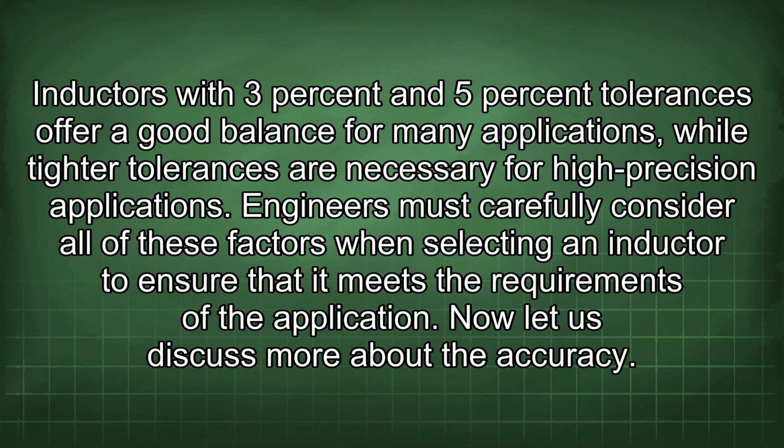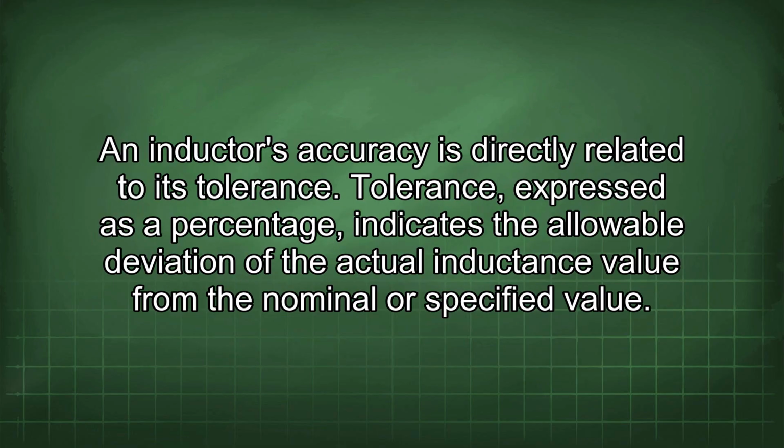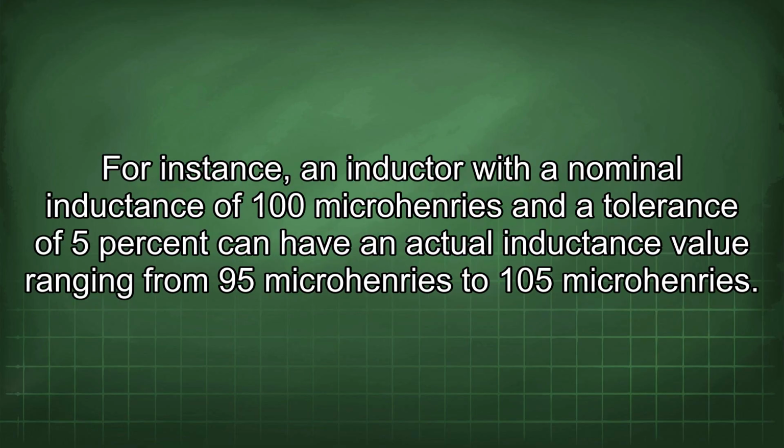Now let us discuss more about the accuracy. An inductor's accuracy is directly related to its tolerance. Tolerance, expressed as a percentage, indicates the allowable deviation of the actual inductance value from the nominal or specified value. For instance, an inductor with a nominal inductance of 100 microhenries and a tolerance of 5% can have an actual inductance value ranging from 95 microhenries to 105 microhenries.